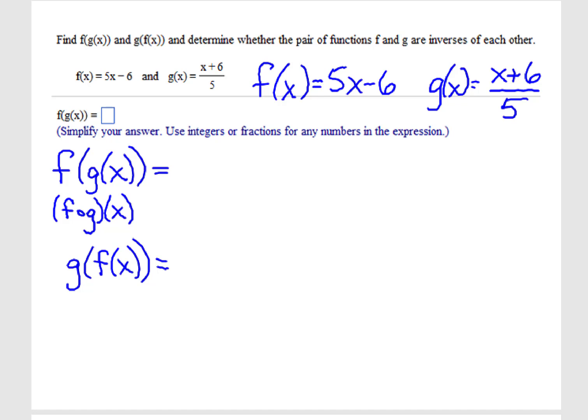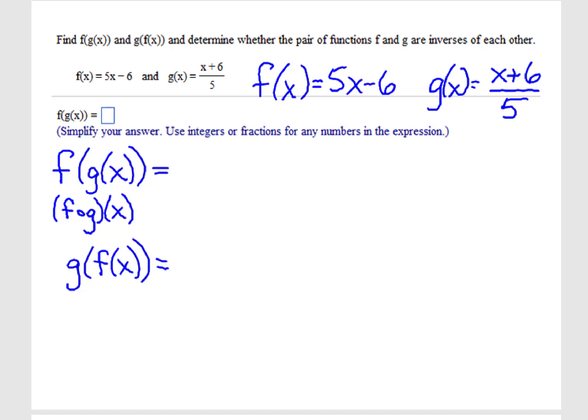Basically we're plugging one function into the other. This is a way for us to see if f and g are inverses of each other, because if I plug one into the other and then do the opposite, plug the other one into the one I didn't plug it into the first time, so f of g of x, and then plug f of x into g, so find g of f of x, and they both equal x, then those are inverses. I can show you better than I can tell you.